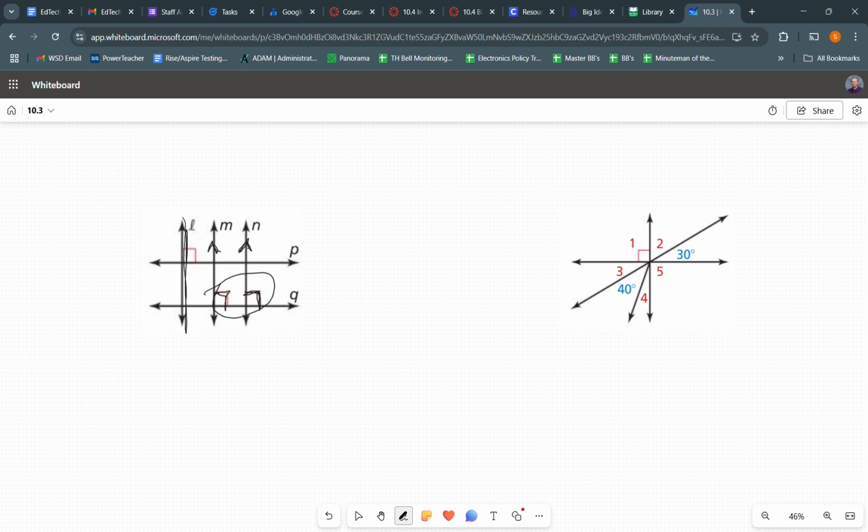And so this line right here is unknown. We do not know if it's parallel to either of those other two, and P and Q also unknown. So we have enough evidence for these two, but not for anything else.